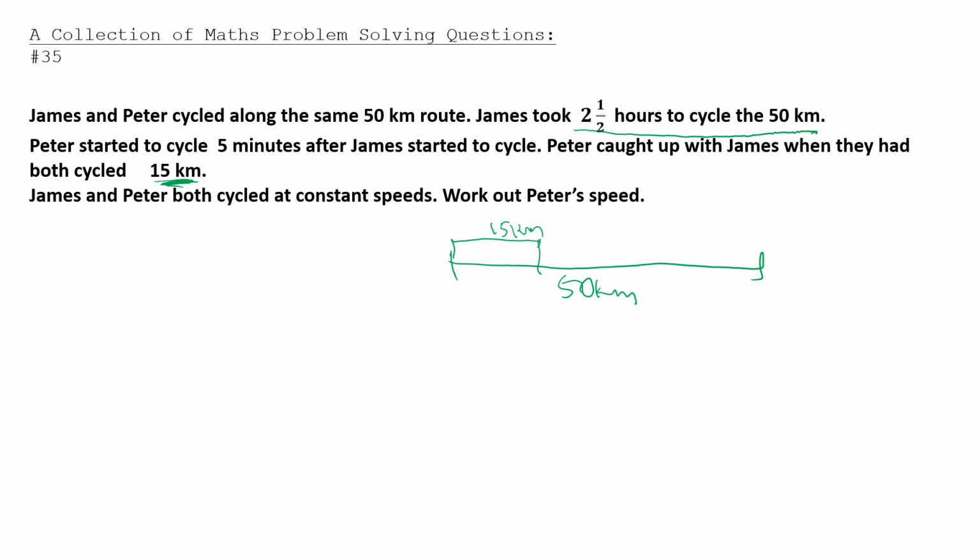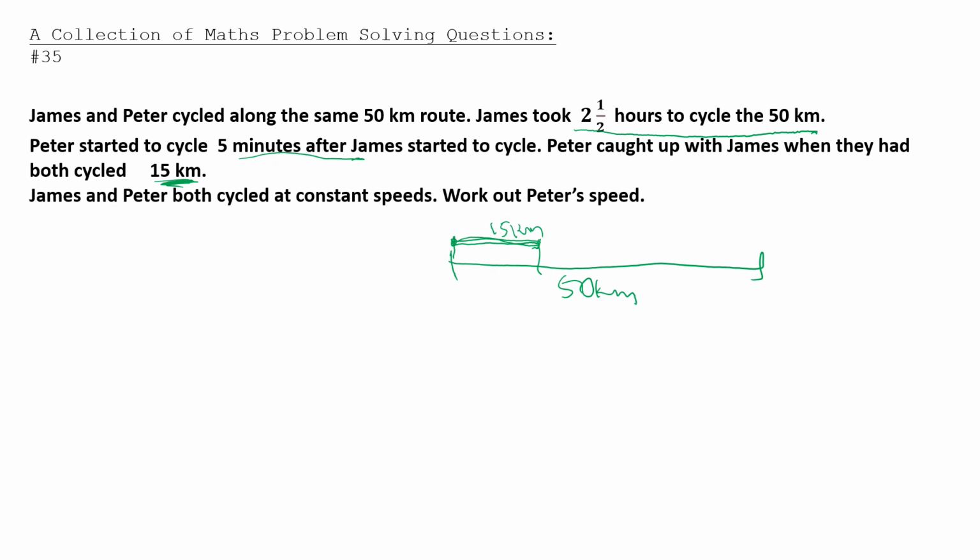this bit, then James starts to cycle from here, then does his 15 kilometers, and Peter starts to cycle 5 minutes after James started to cycle. And he caught up with James. So the time that it takes James to do his 15 kilometers, Peter takes 5 minutes less time than that. So that is how I think we approach the problem.